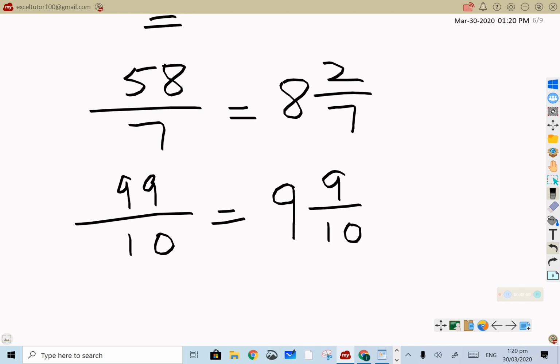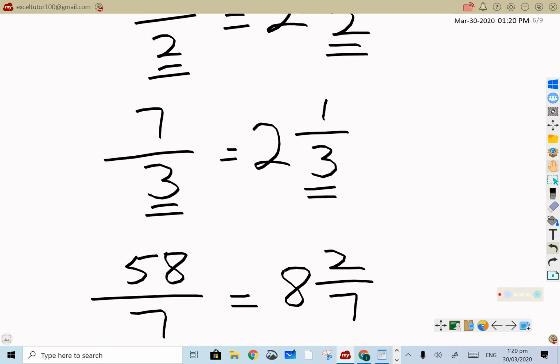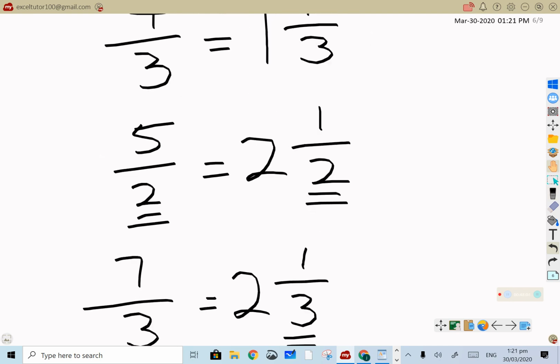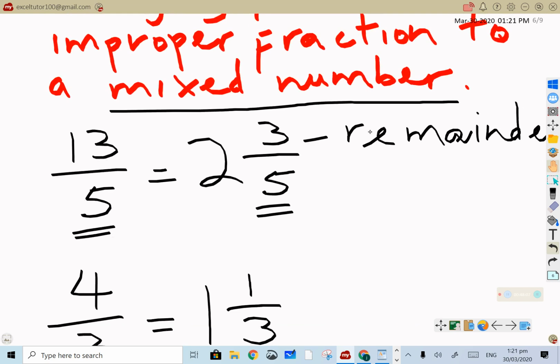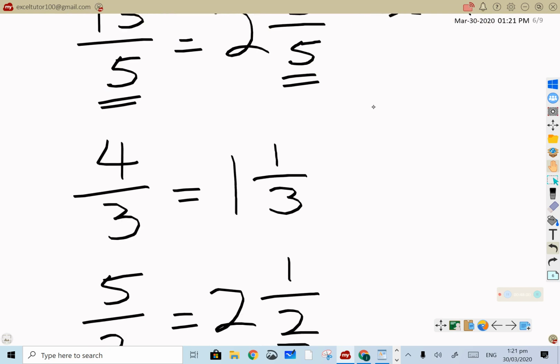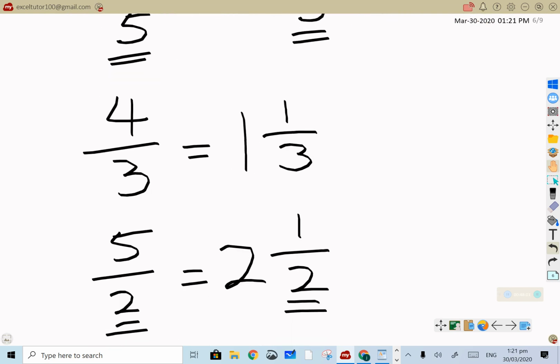I hope by now that you get the general idea. First you have to divide, then you find the remainder and you put it over the same denominator, right? It's over the same denominator. So first you divide and you put the remainder over the same denominator.